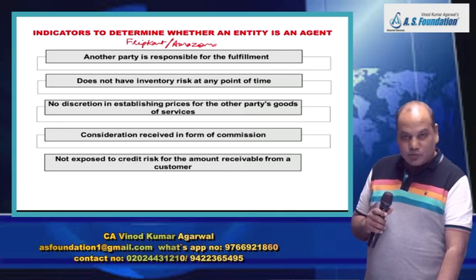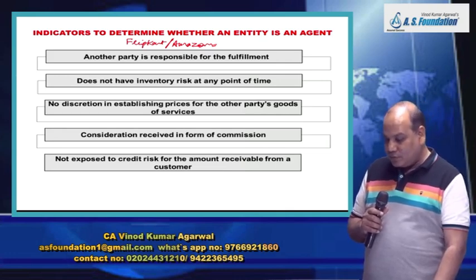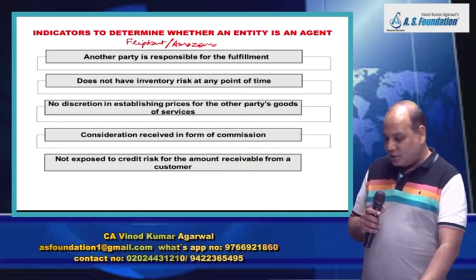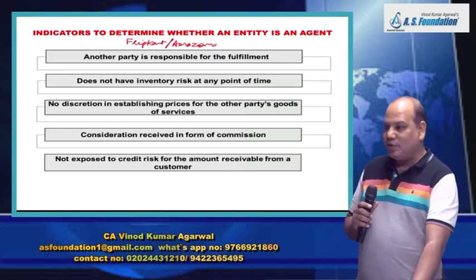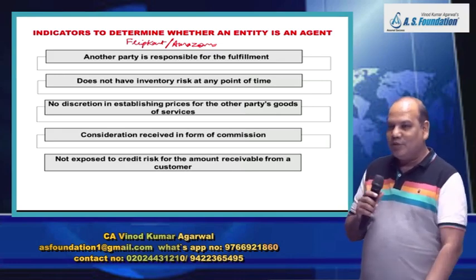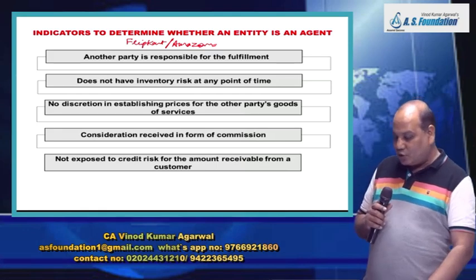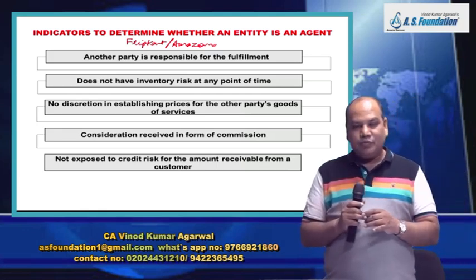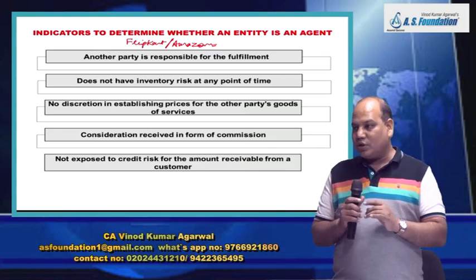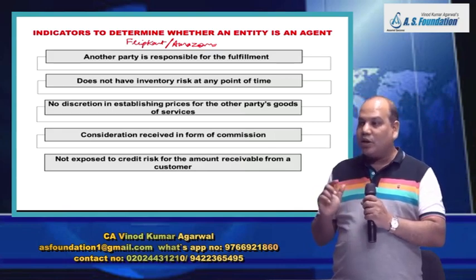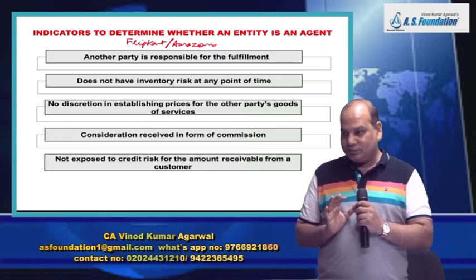The auditor will have to read the agreement carefully and tell the management that this is not 100 rupees revenue. Your revenue is only 10 rupees. And this will happen in many businesses where they normally show gross revenue, even though you are an agent only.